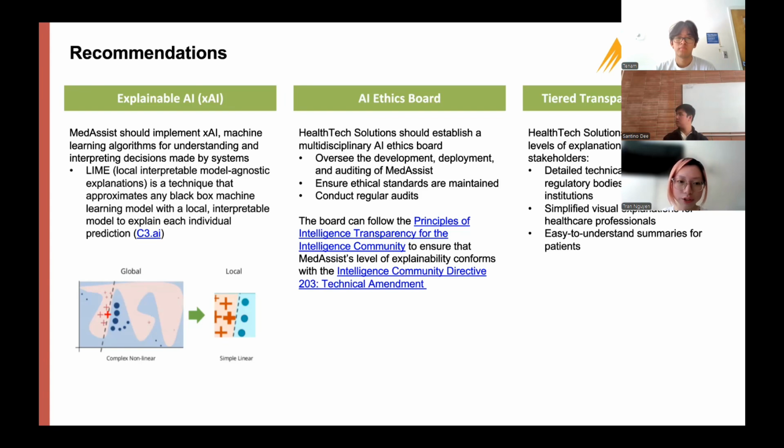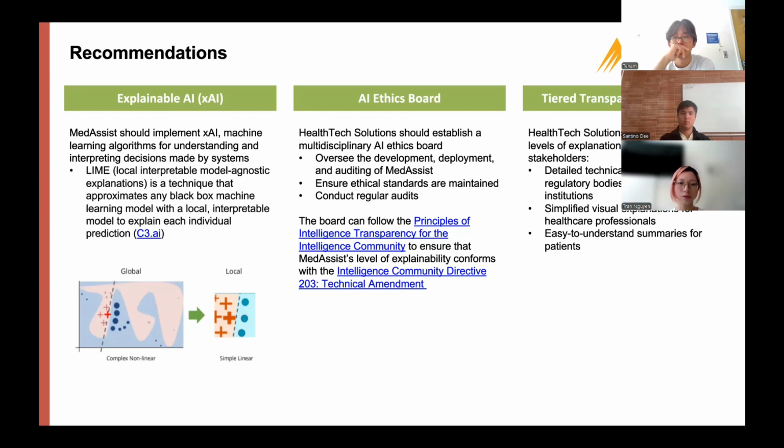The next solution is to establish an AI ethics board, which involves all of the parties, AI owners, developers, users, and patient representatives. This board would oversee the development, deployment, and auditing of Meta-assist, ensuring the ethical standards are maintained, and regular audits as part of this governance structure can ensure ongoing transparency and identify potential biases or risks. And the final recommendation is to implement a tiered transparency approach.